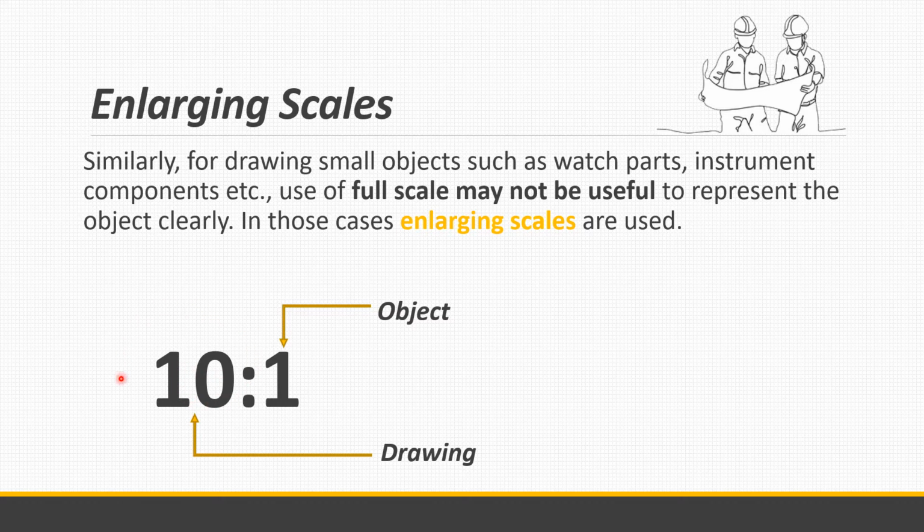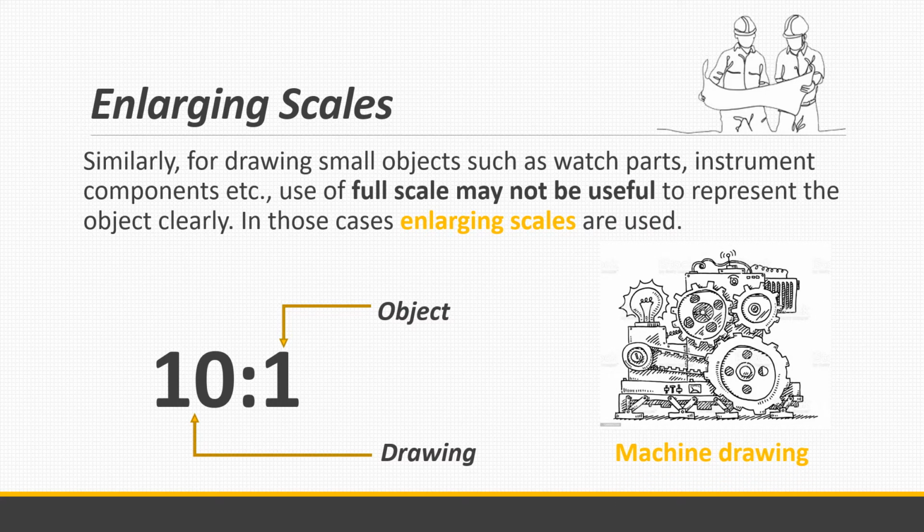The larger the object in a drawing, mas makikita mo yung detail ng isang object. These are commonly used sa mga machine drawings, especially yung mga machines na may maliliit na parts. Kailangan makita yung object in a larger drawing para mas maintindihan or mas makita yung detail ng part na yan.